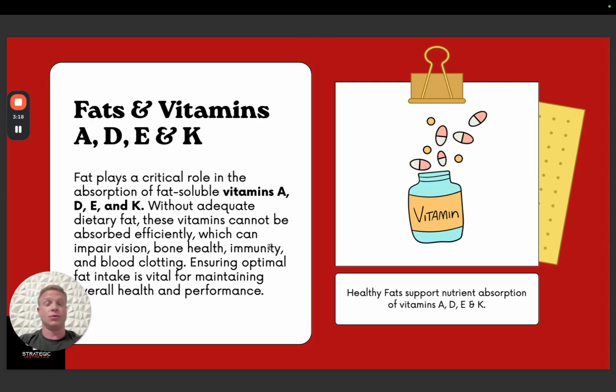It's also incredibly important for absorbing vitamins. Okay, so vitamins A, D, E, and K. These are going to be your fat-soluble vitamins. When you consume, say, a vitamin D supplement, if you're not pairing that with a fat, it has a decreased absorption rate. So you actually get less of the nutrients if you don't have fat in your diet paired with that particular meal. So it's important to have some kind of baseline of fat so you can get these vitamins A, D, E, and K.